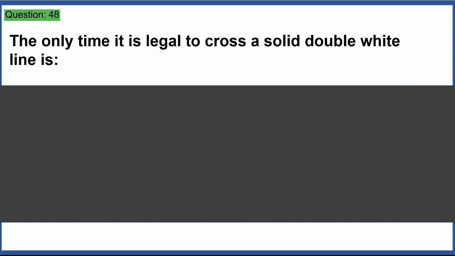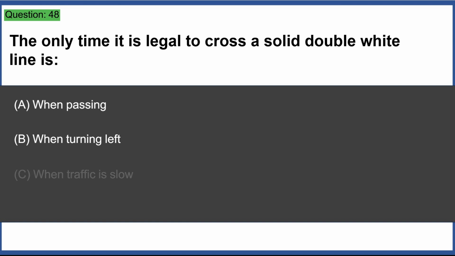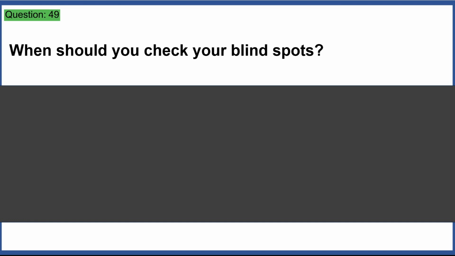The only time it is legal to cross a solid double white line is: A. When passing. B. When turning left. C. When traffic is slow. D. Never. Answer D. Never. When should you check your blind spots?